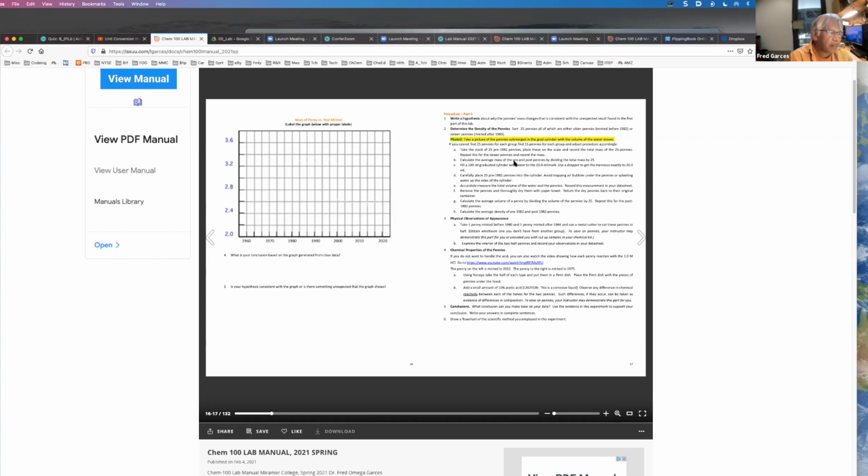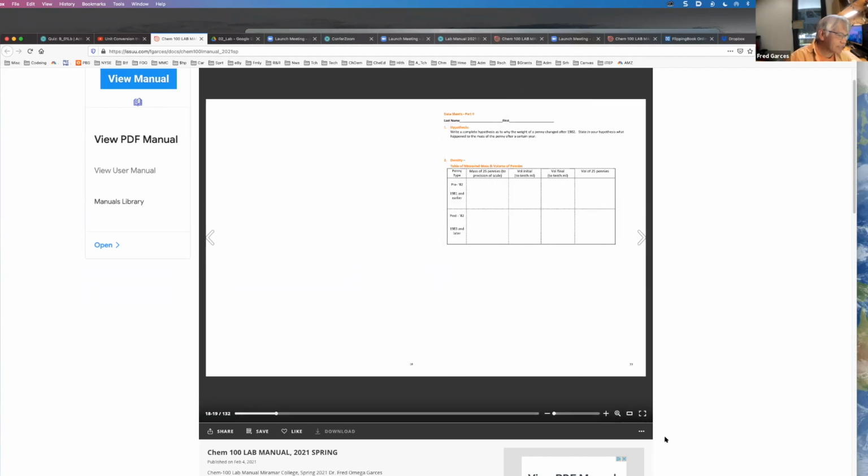So those are the things that you guys are going to be doing. Well, 4 things. You're going to write a new hypothesis. You're going to be determining the density of the pennies, the new ones and the old ones. You're going to be looking at the inside of the old ones and the new ones, and then you're going to see whether a reaction occurs. So let's change this right here, and let's see about this data sheet.